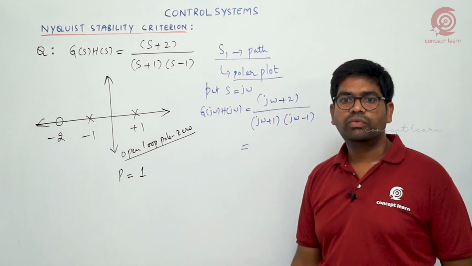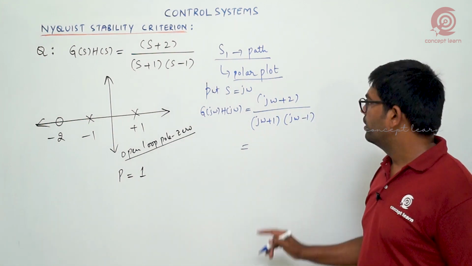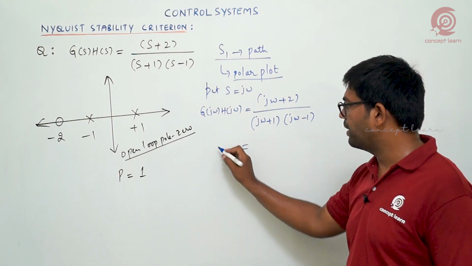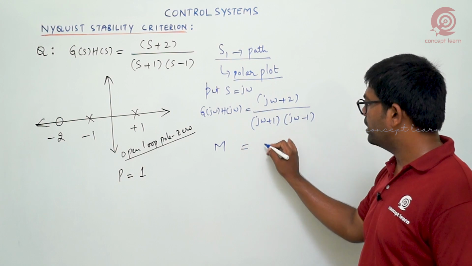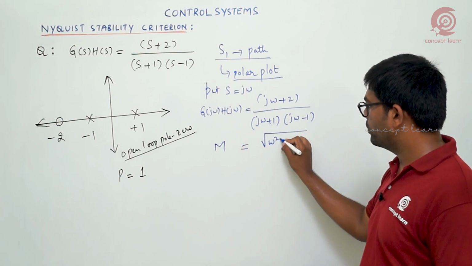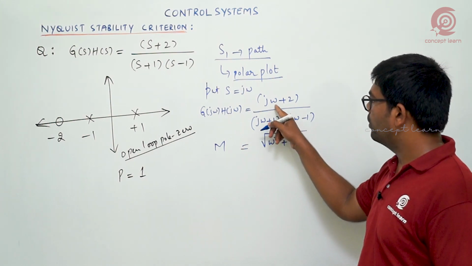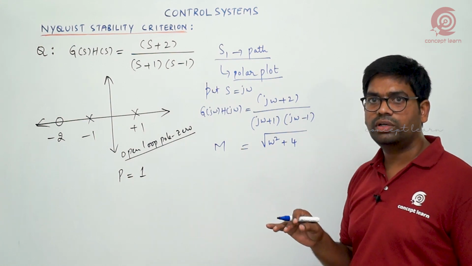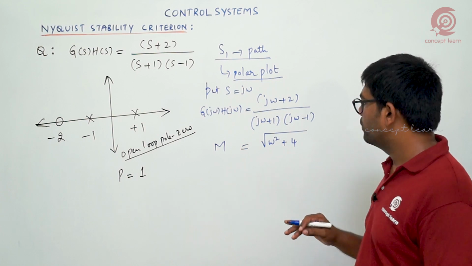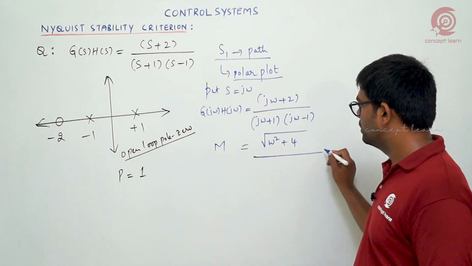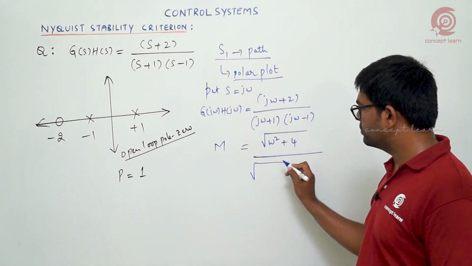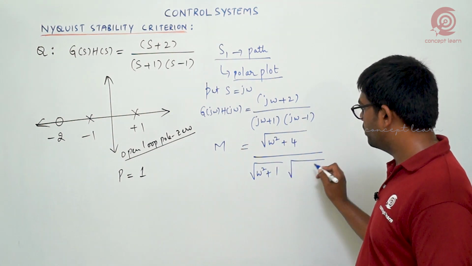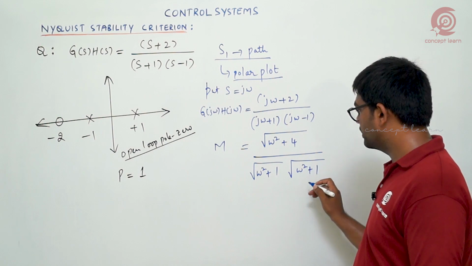Simplify this, what will be the result we get? Numerator, suppose first if I write the magnitude portion, numerator gives what? Square root of omega square plus 4, because how do we find the magnitude? Square root of real part square as well as imaginary part square. What about the denominator? Denominator also in this way, square root of omega square plus 1, square root of omega square plus 1, like this.